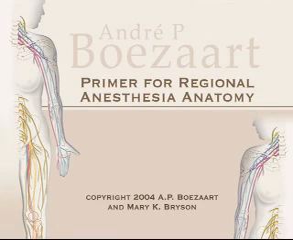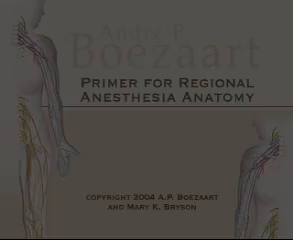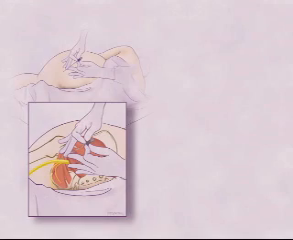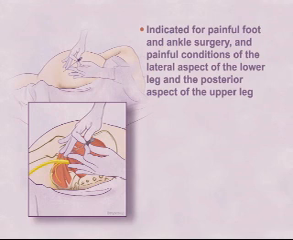Before studying the subgluteal approach to the sciatic nerve, it is advisable to study the appropriate essential anatomy as outlined in the Primer of Regional Anesthesia Anatomy. The continuous sciatic nerve block is indicated for painful foot and ankle surgery and painful conditions of the lateral aspect of the lower leg and the posterior aspect of the upper leg.